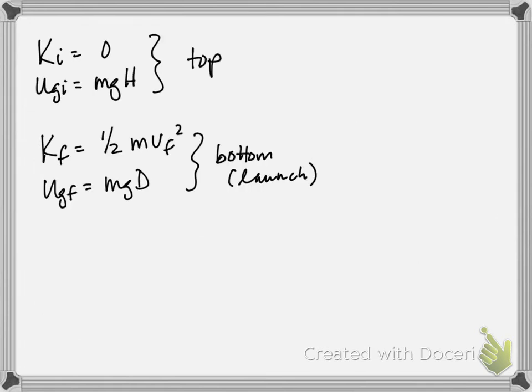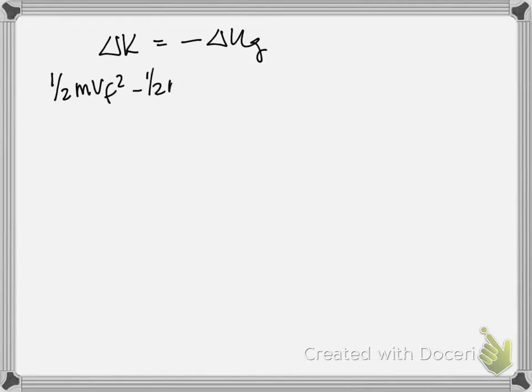Okay, let's go on to the next page here. Our change in kinetic energy is opposite our change in gravitational potential energy. So we have 1/2 m v_f squared minus 1/2 m v_i squared. That's our final kinetic energy minus our initial kinetic energy. Yes, I know that 0 will make things a little bit more simple in a moment. All right, negative. What's our change in gravitational potential energy? We're ending at mgD, and we started at mgH.